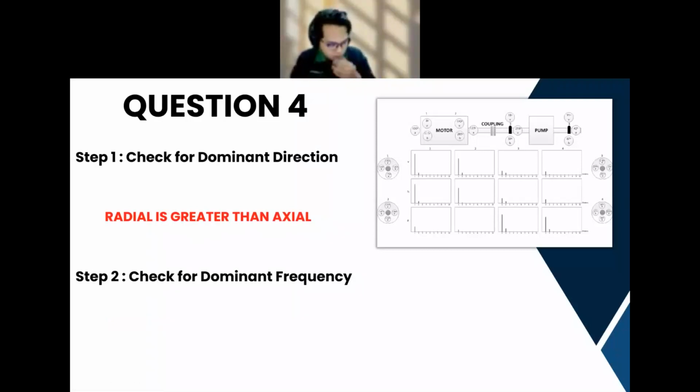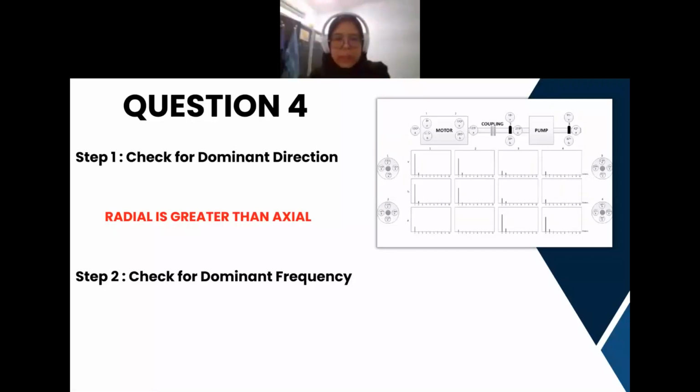So maybe we can try to assume what criteria is suitable, with the radial greater than the axial. I guess we can eliminate bent shaft, cocked bearing, and overhang unbalance, because for bent shaft and cocked bearing the dominant direction is axial bigger than radial, while for ours right now radial is greater than the axial. I think the only ones left are imbalance, misalignment, and looseness.